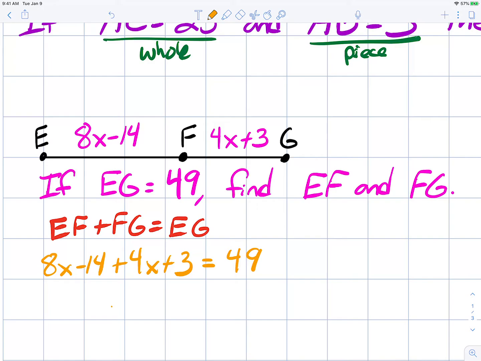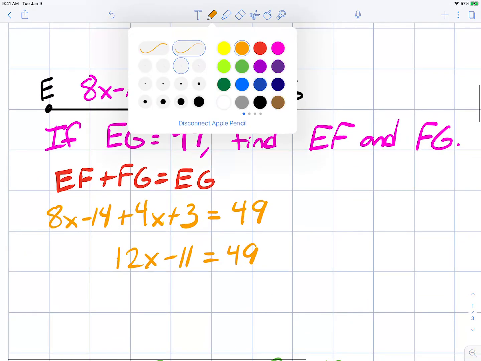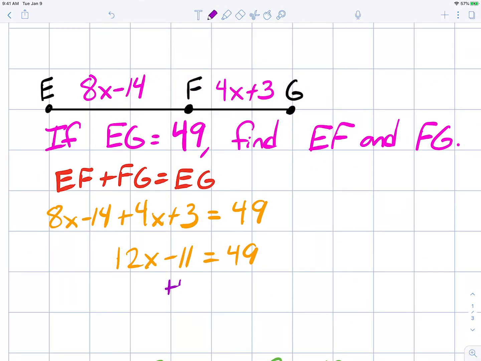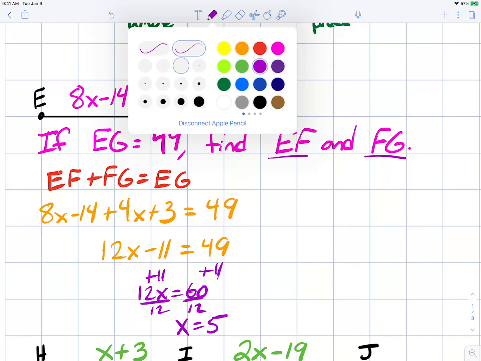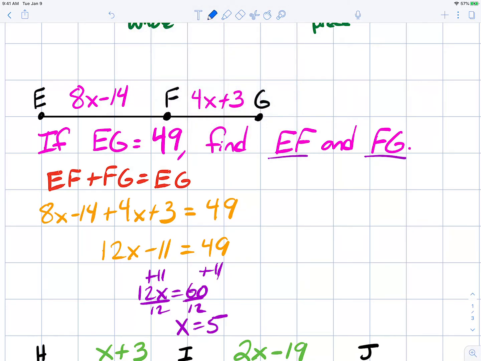So if I combine like terms, I get 12x minus 11 equals 49. If I then add 11 to both sides, I get 12x equals 60, and if I divide both sides by 12, I get x equals 5. Now for this particular problem, I wasn't just asked for x. I was also asked to find EF and FG. So I'm going to use x equals 5 to answer my questions.